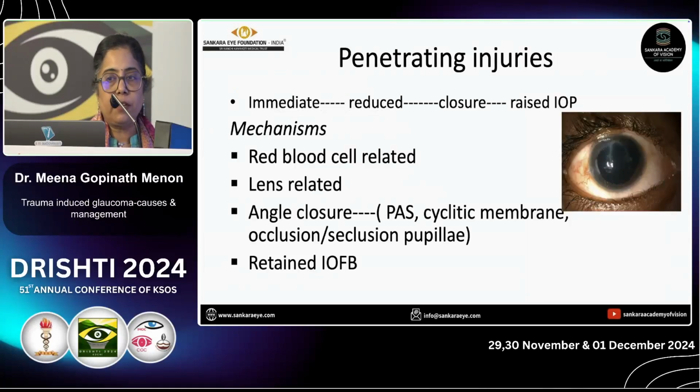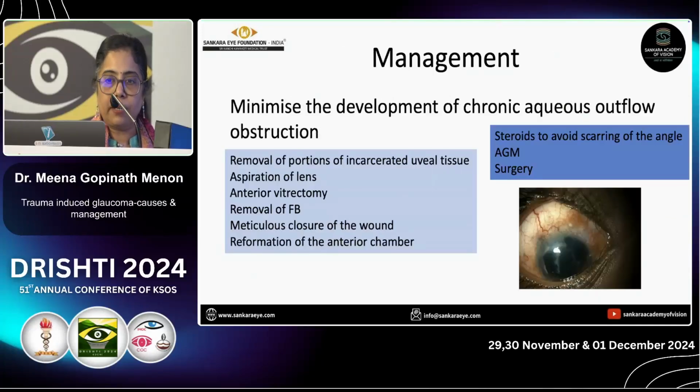When we talk about penetrating injuries, as soon as a penetrating injury happens, there is an immediate decrease in the intraocular pressure. When the wound closes, there can be a raised intraocular pressure. What are the mechanisms involved? It can be red blood cell related, it can be due to the lens, it can be due to angle closure, or it can be due to a retained intraocular foreign body as well.